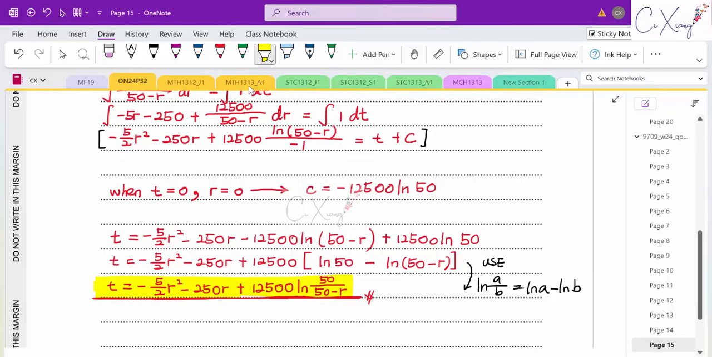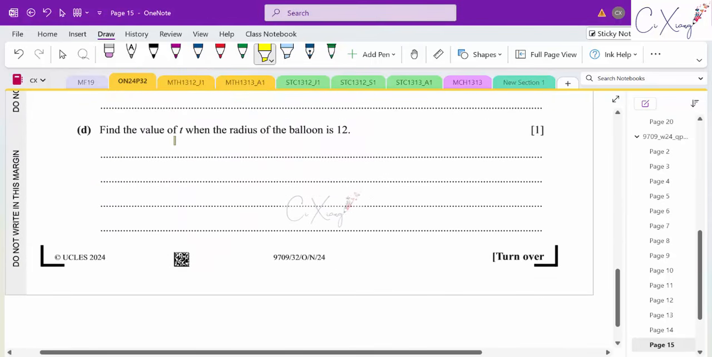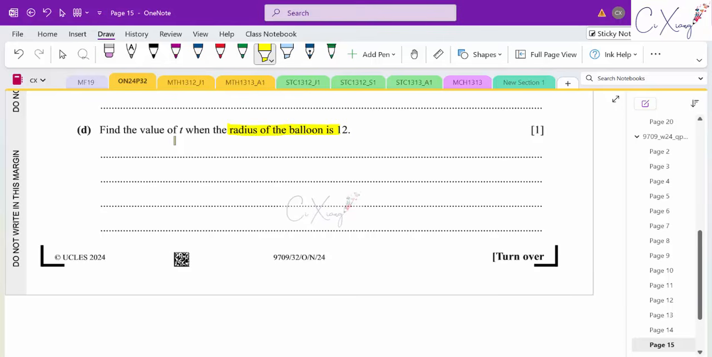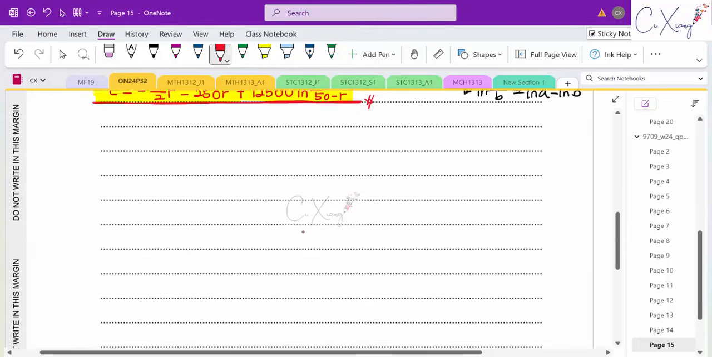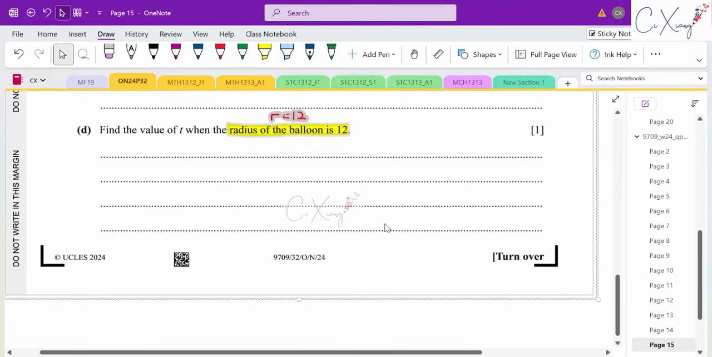Okay, so this is what we have for part C. Let's continue to part D. For part D, they said find the value of t when the radius of the balloon is 12. So radius of the balloon is 12 means when r equals 12, they are asking what is the value of t. I think this question is very straightforward also. So let us take our answer from part C here, copy and paste it.